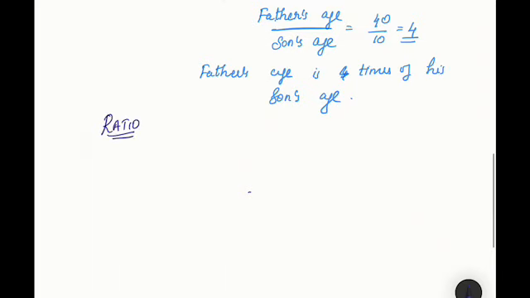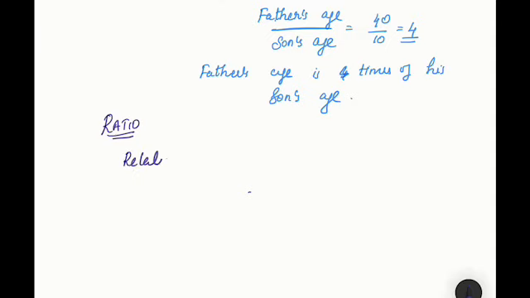Ratio. Okay. Relation of two quantities, both of the same kind. Let me just tell you the definition of that. Relation of two quantities, both of the same kind and same unit, obtained on dividing one quantity by the other is called a ratio. So what is that?